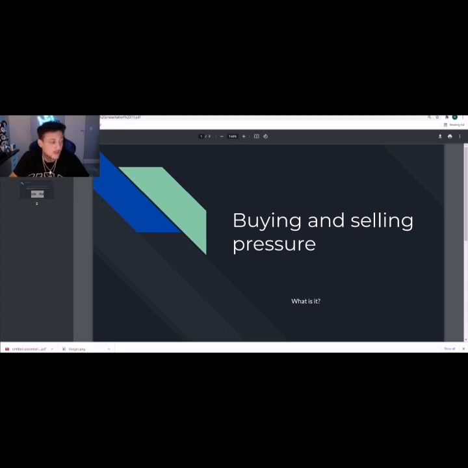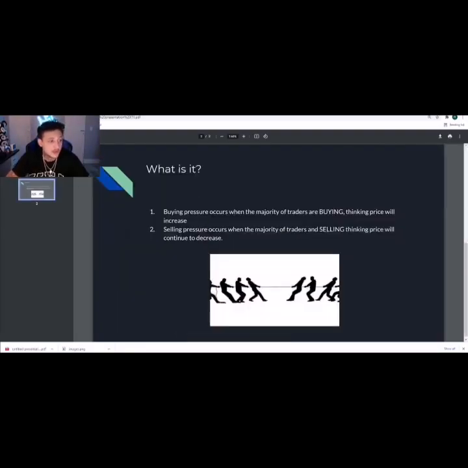Now, the concept itself is very similar. It's very easy to understand. It's as simple as this: buying pressure occurs in the market when the majority of traders are buying, thinking that price will increase. Vice versa, selling pressure occurs when the majority of traders are selling, thinking that price will continue to decrease.